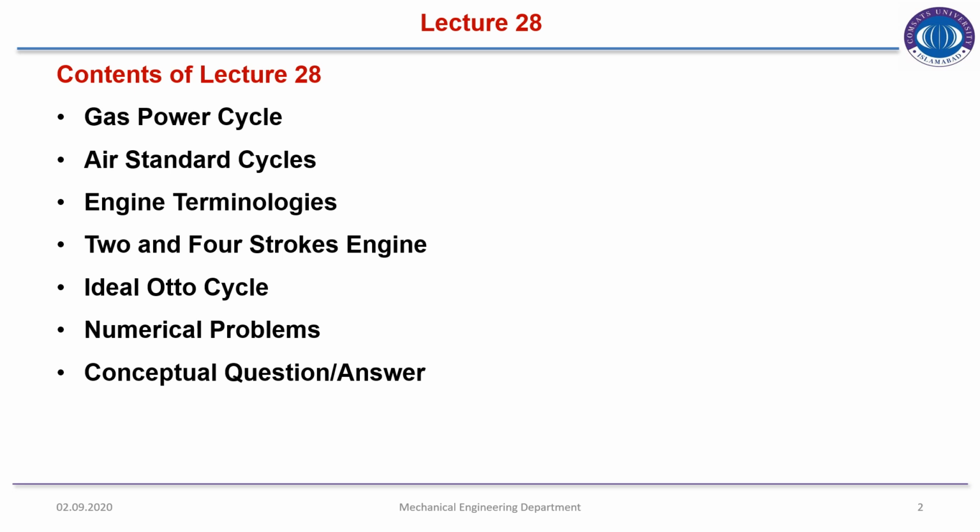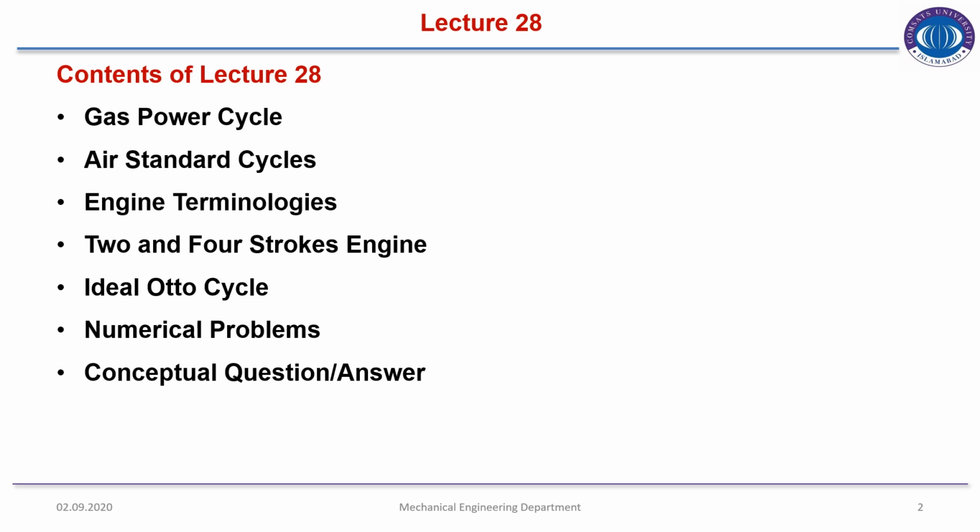So from this lecture we will be starting the second part of the chapter. The first part of the chapter comprises power cycles that have a two-phase working substance. In the first part we were discussing the vapor power cycle, and in this second part we will be discussing the gas power cycle.